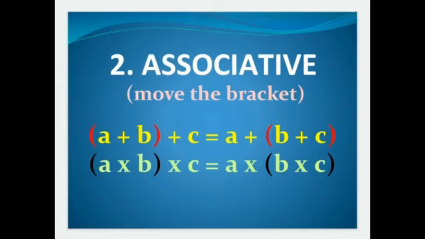And the second also, A times B in the bracket. And the result, the associative, is B times C in the bracket.